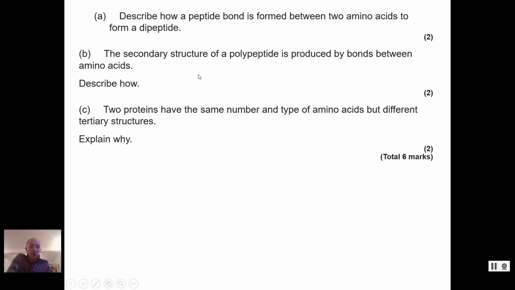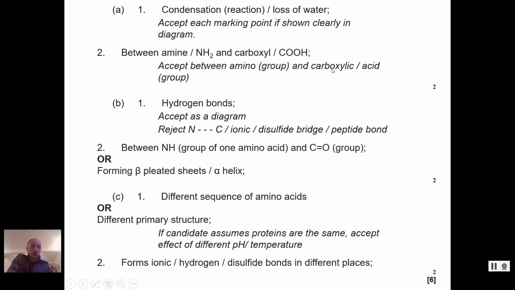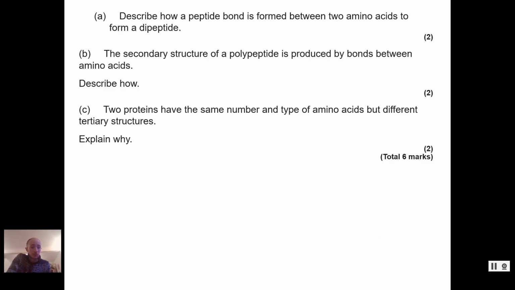B. Well, what was it? The secondary structure of a polypeptide is produced by bonds between amino acids. Describe how. We're expected to know what type of bond it is. It's a hydrogen bond. I wouldn't expect you to know it's between the NH and the CO, though you might, because I vaguely mentioned it. The important bit you should be getting is that it's going to form beta pleated sheets and alpha helices. This is the thing that's really on the A level. So it's hydrogen bonds forming beta pleated sheets and alpha helices, because that's what secondary structure is.